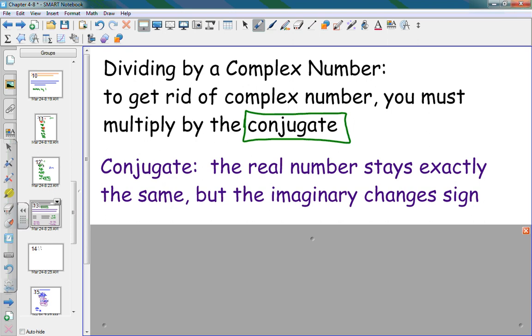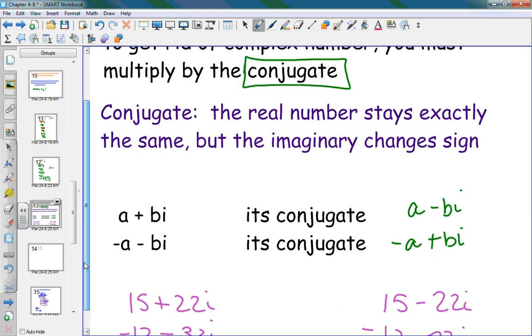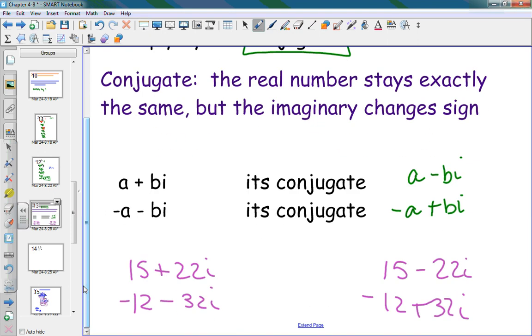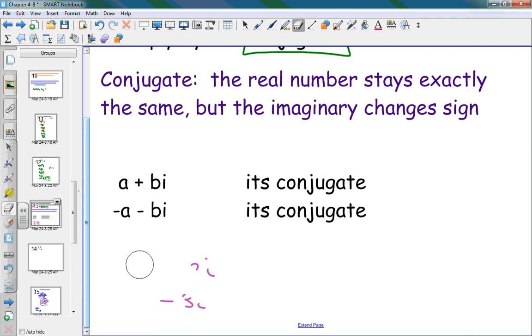So, for example, if I give you a plus bi, the conjugate, oopsie, I cheated, forgot to erase this. Sorry guys. If I have a plus bi, its conjugate is going to be a minus bi. The real part stays the same. The imaginary part, which is the bi, changes to minus bi. If I have a minus bi, its conjugate is going to be, the real part stays the same, plus bi.